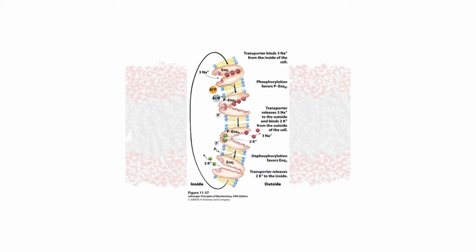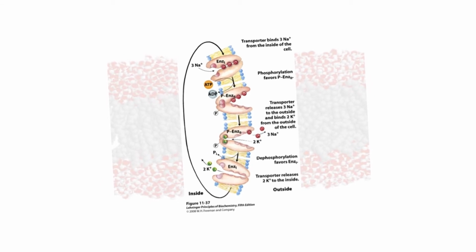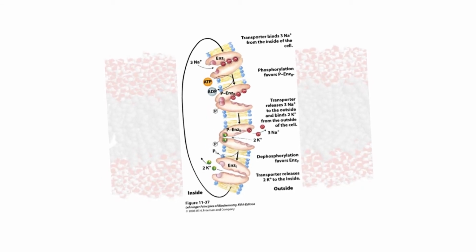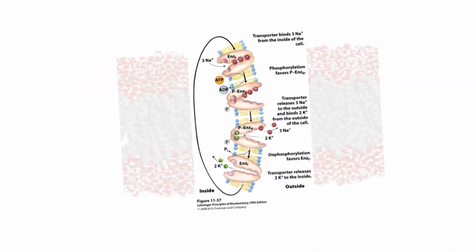So, what happens first? If you notice, it's a 3 to 2 ratio. If we start here, whenever it's open to the inside of the cell, on the cytoplasmic side, then we can have 3 sodium ions bound. Then ATP is hydrolyzed to form ADP, and when the enzyme itself becomes phosphorylated, the lobster claw, I guess, opens up the other direction, and those 3 sodium ions can escape to the extracellular side.